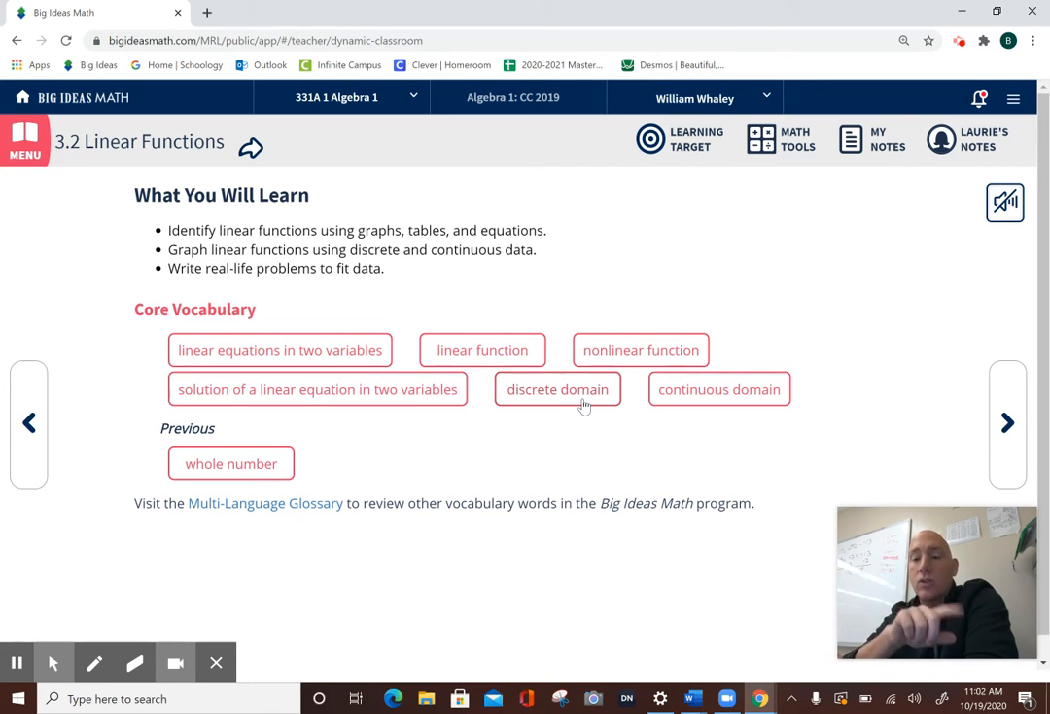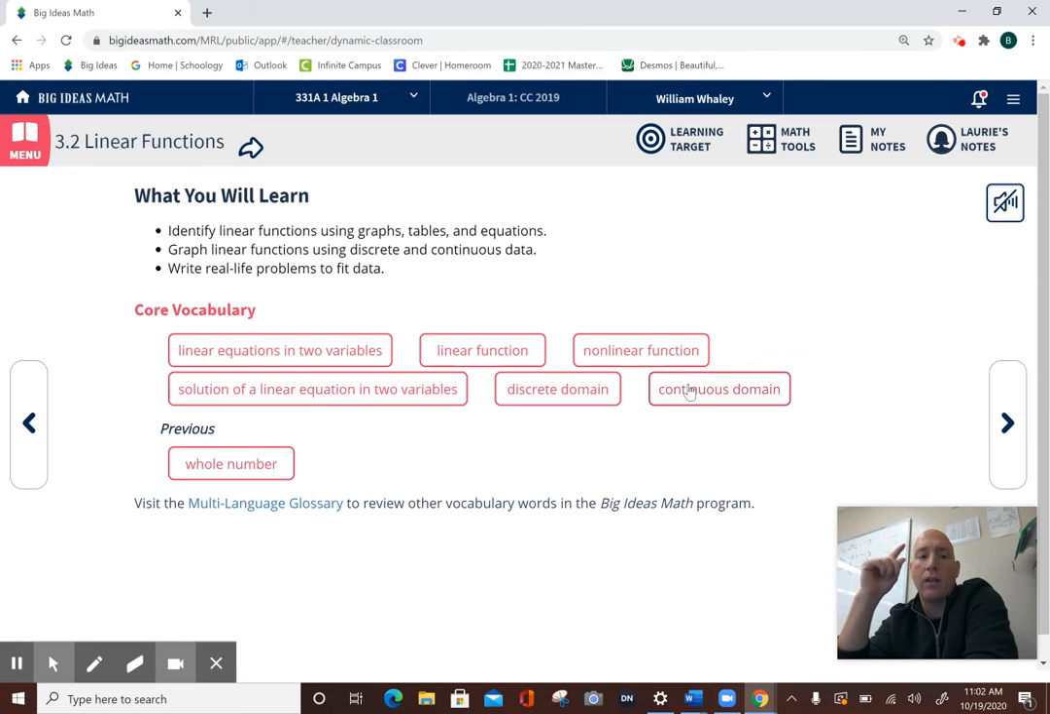Discrete domain and discrete range, along with continuous domain and continuous range. Now, we talked about these in 3.1. A discrete domain is a finite domain. All that means is you actually can tell me all the numbers that you plug in. Just like a discrete range, you can actually tell me all the numbers that come out. A continuous domain or a continuous range, that's when you have a graph or you're talking about a variable such as time, where you would have an infinite number of inputs along with an infinite number of outputs. When you have an infinite number of inputs or outputs, you cannot possibly list all of them.